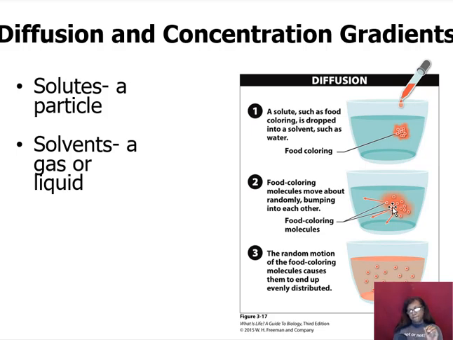Okay, so in diffusion, particles want to get away from each other. They don't want to be in a high concentration. They want to go where their concentration is lower. And so we call that a concentration gradient, okay? So they go from a high concentration to a low concentration. They just want to get away from each other. That is diffusion, okay?